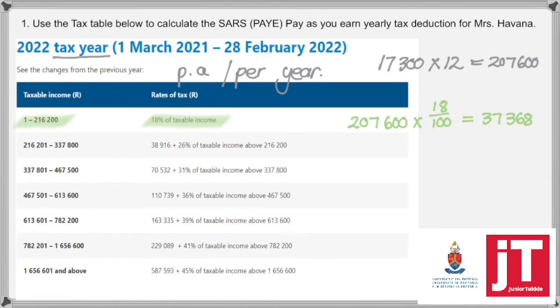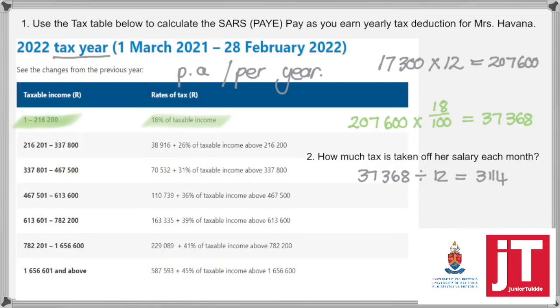So Mrs. Havana will just pay a straightforward 18% on her income because she is part of the bottom of the scale. So she will pay 37,368 Rand per year. Now, question number 2 says, how much tax will be taken off her salary each month? You just take the yearly amount and divide it by 12. So 37,368 divided by 12, a monthly deduction of 3,114 Rand.